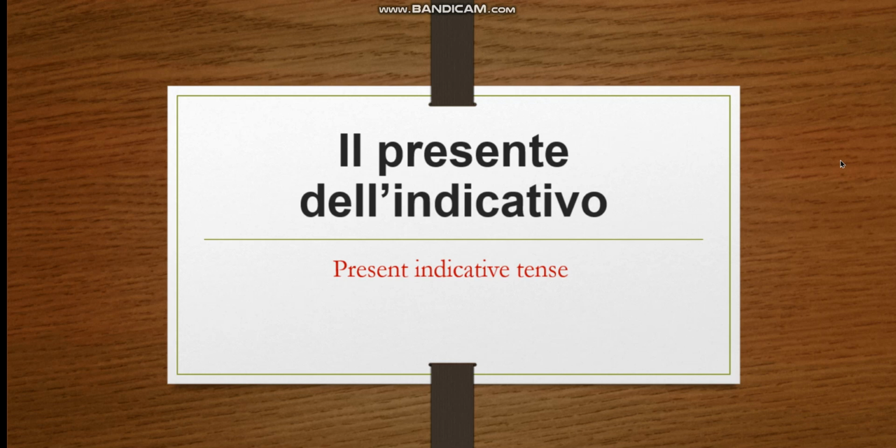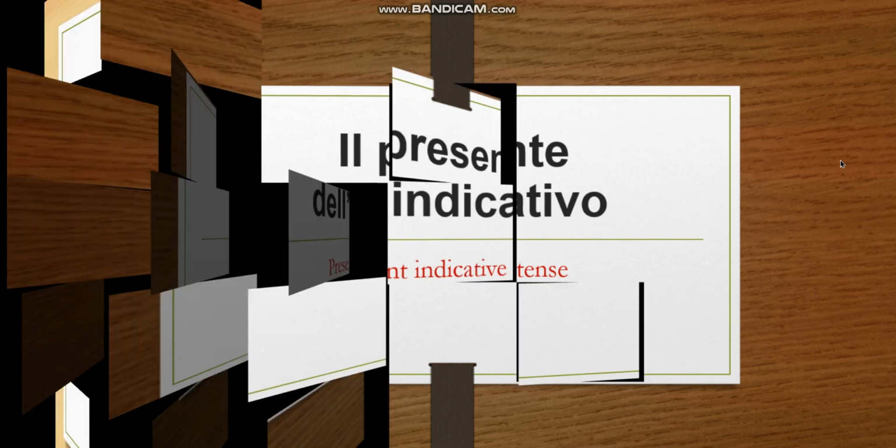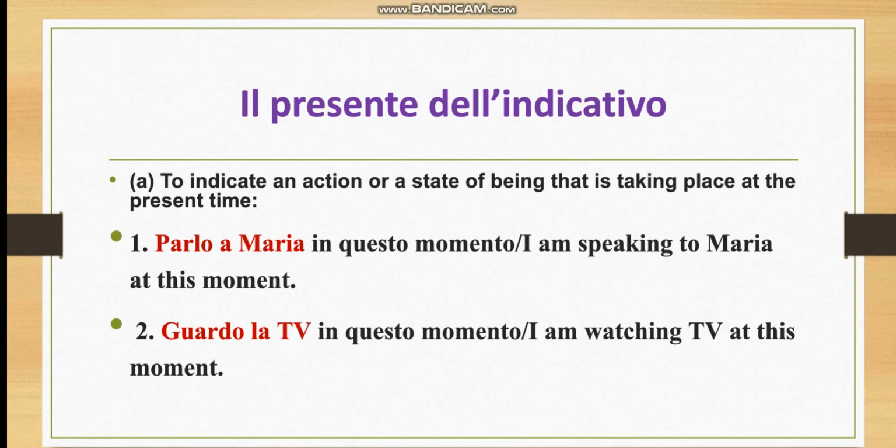In today's video, we are going to see present indicative tense in Italian. So let's start. To indicate an action or state of being that is taking place at the present time or at the moment. For example, parlo a Maria. I am speaking to Maria at this moment. Or guardo la TV. I am watching TV at this moment. So I am talking about the present time, so I will use the present tense, il presente dell'indicativo.